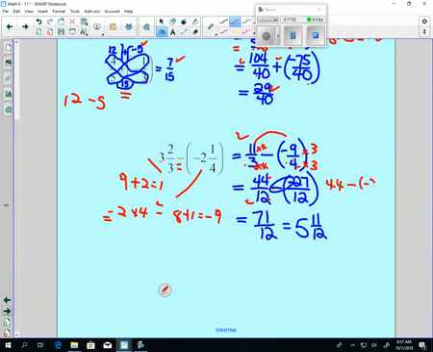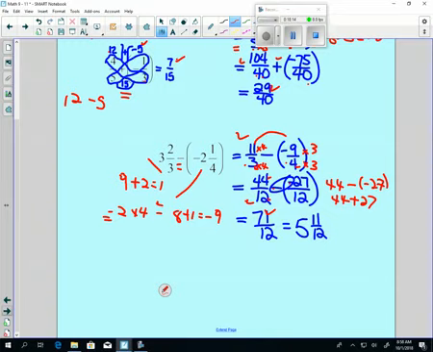Minus, so that becomes 44 plus 27. A minus, minus, and minus becomes a plus. So we add those two together, we get 71. And then we can reduce that. 71 over 12 is 5 with 11 over 12.